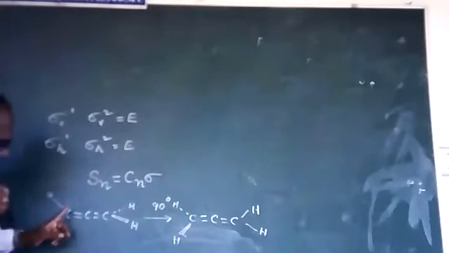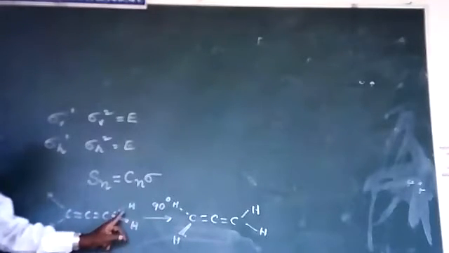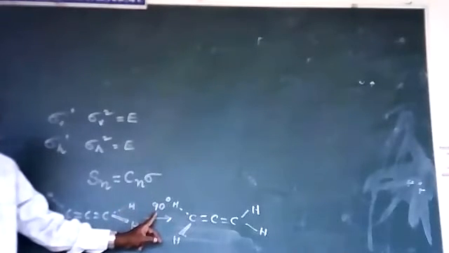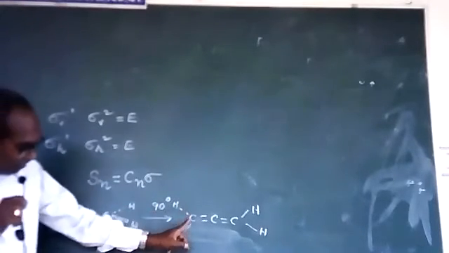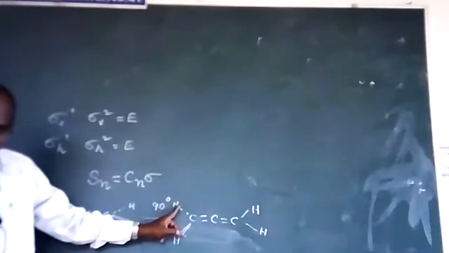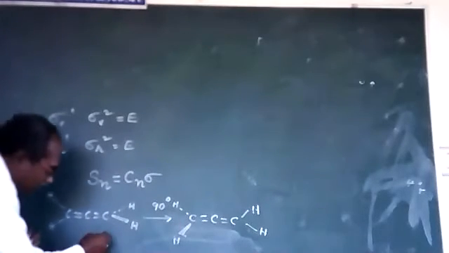See, in the original configuration, on my left, the two hydrogens are in the plane of the blackboard. On the right, one hydrogen is projecting towards the viewer and the other hydrogen is projecting away from the viewer. When it is rotated by 90 degrees, on my left, one hydrogen is projecting towards the viewer and the other is away from the viewer. But on the right, two hydrogen atoms are in the plane of the blackboard. Now these two configurations are not identical.